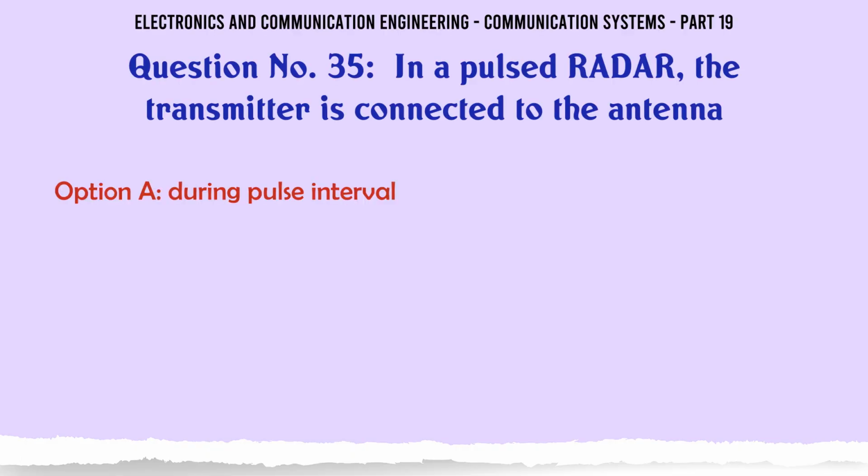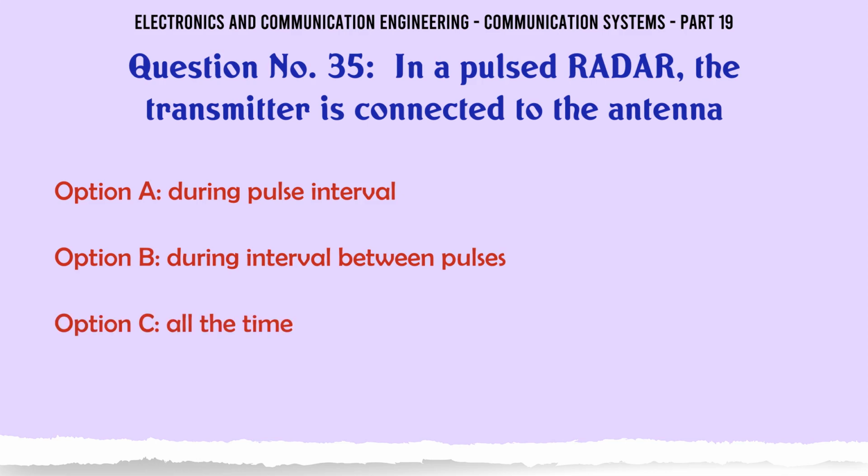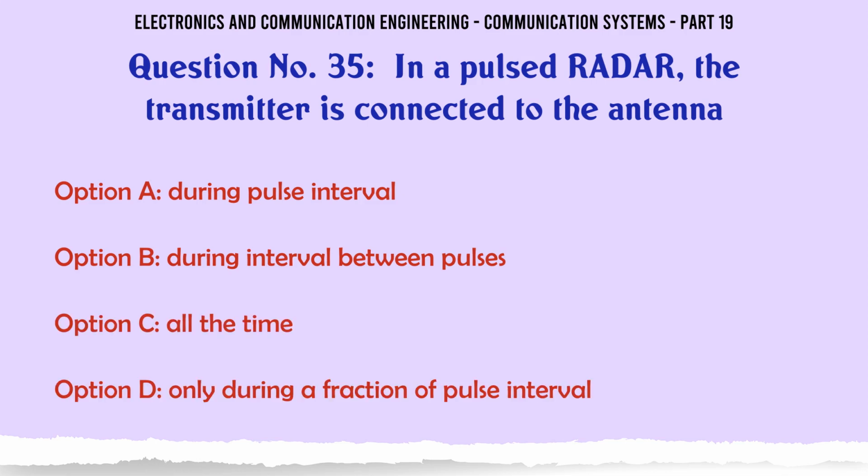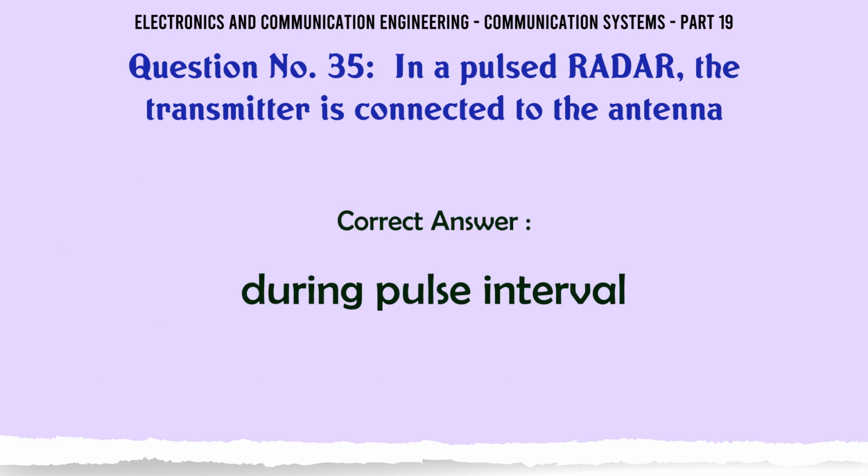In a pulsed radar, the transmitter is connected to the antenna A. during pulse interval, B. during interval between pulses, C. all the time, D. only during a fraction of pulse interval. The correct answer is during pulse interval.